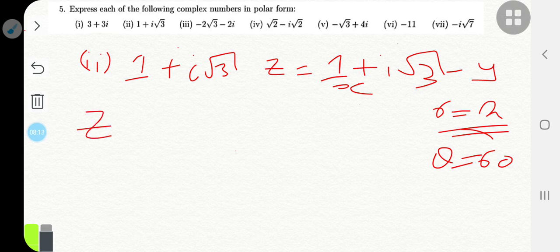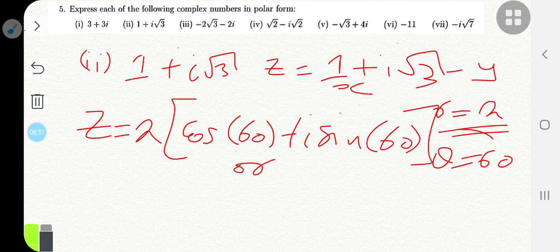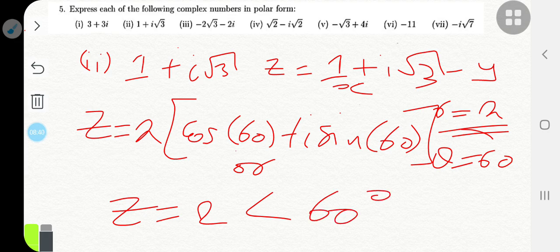So now my z is equal to my modulus, which we found to be 2, then cos 60 degrees plus i sine 60 degrees. And that is your answer. Or you can write it in this way: z equal to 2, less than the argument, which is just 60 degrees. Also correct.